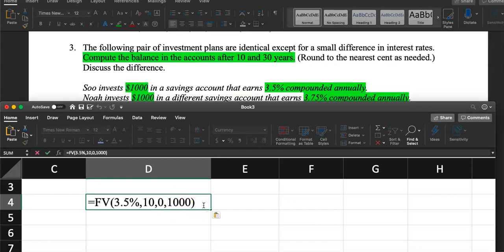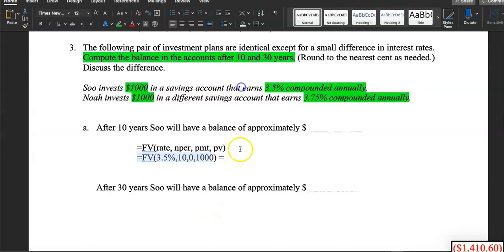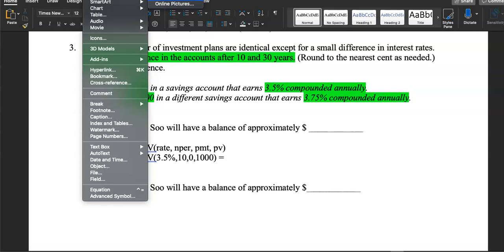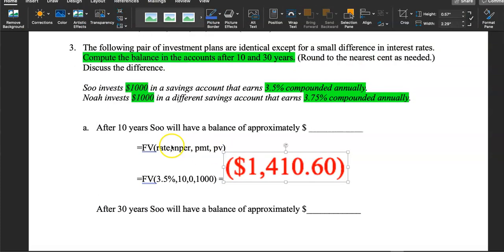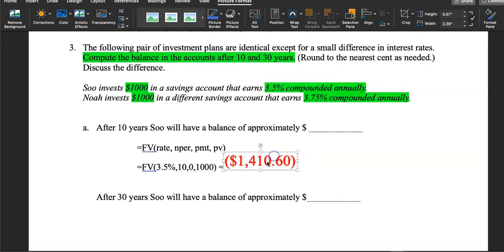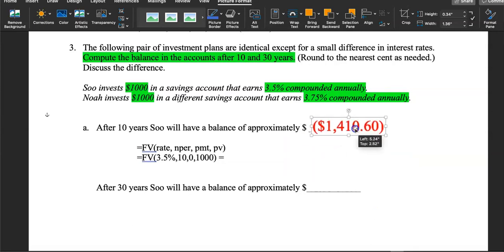And I just copied that over here. And if I enter, I get 1410.60. So she's going to have $1,410.60. And that's going to be my answer over here. So let me put that over here. I'll have to delete all these tiny screenshots after recording this video later. Alrighty, so that's how much Sue's going to have.